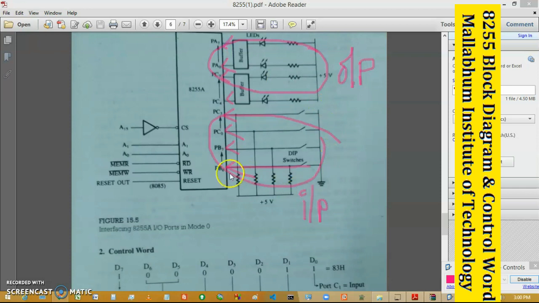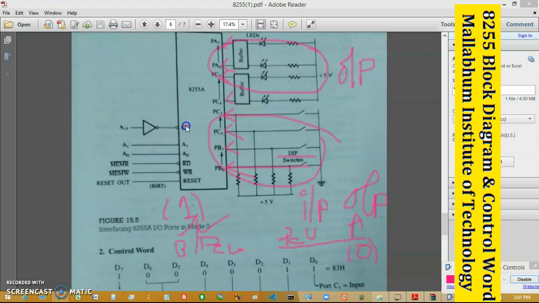Okay, so you can see that at port B and port C lower, switches are connected. Okay, DIP switch, digital input switch. So you can easily say that these 2 ports must be operated as input ports. For that purpose, the corresponding bit pattern should be set to 1, and port C upper and port A are connected as output ports. So the corresponding bit pattern for those ports must be 0. So that is the problem statement.